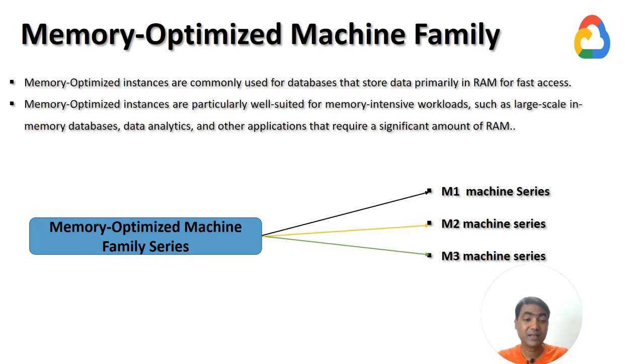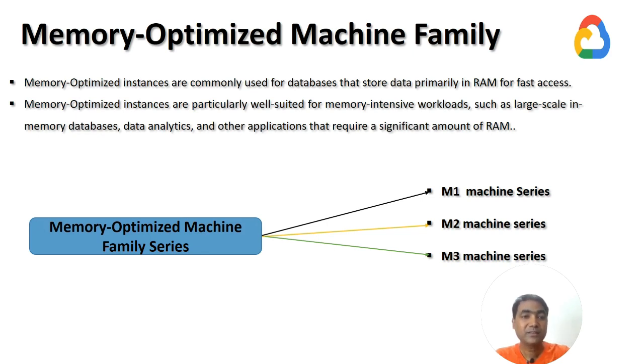These instances are optimized to deliver high performance for applications that rely heavily on RAM, such as in memory databases like Redis, data processing frameworks like Apache Spark, and more. Machine families are further classified by series and generation. Guys, as you can see here, the memory optimized machine family series are M1, M2, M3.